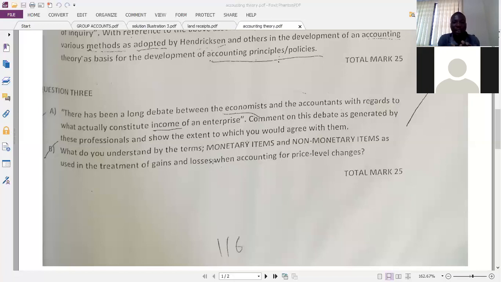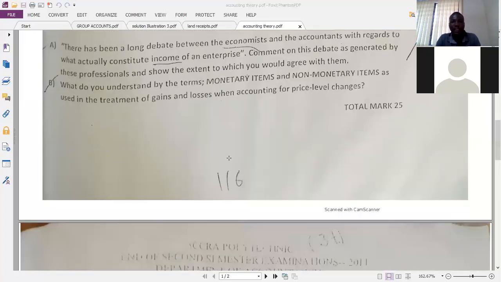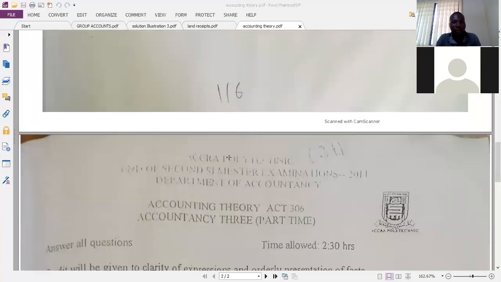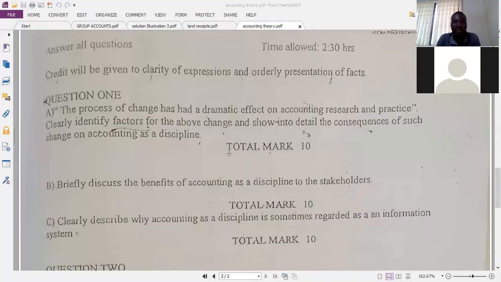So you don't just explain the monetary items and non-monetary items and leave it there. You give the relationship between them when prices of goods and services are changing. Then there and there, you are in the process of answering the question.